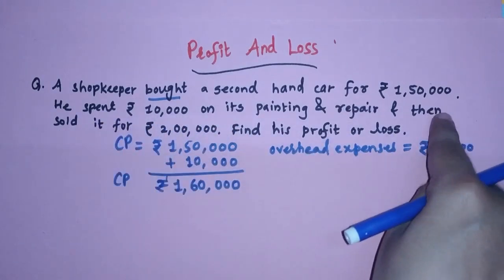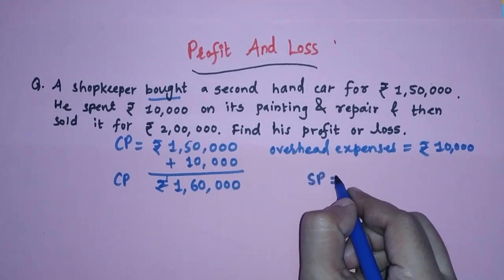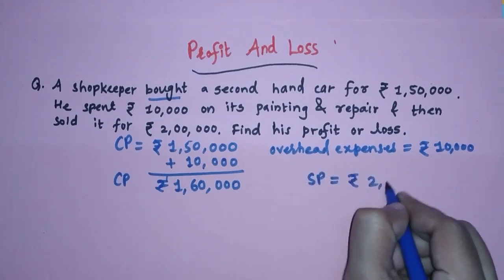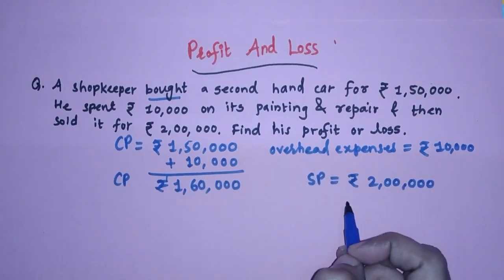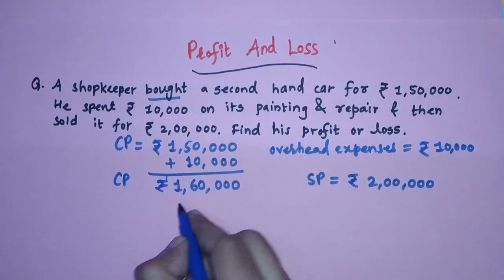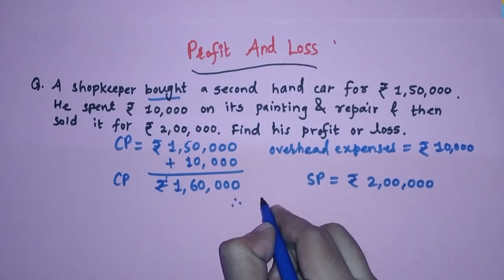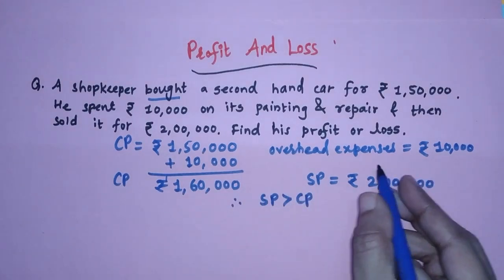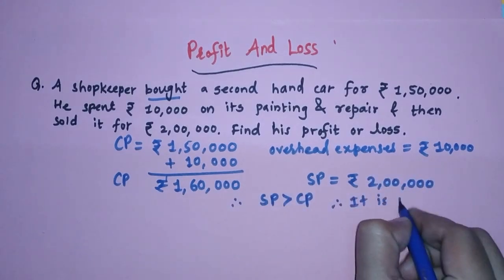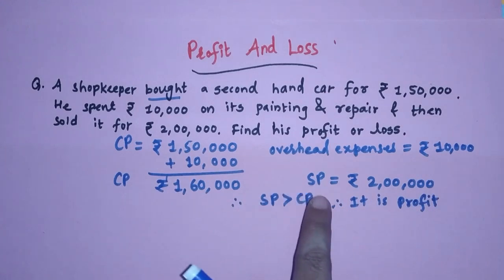Now another thing given in the question: and then sold it for rupees 2 lakh. That means sold is nothing but the selling price, SP, which is 2 lakh. Now we have our two things, CP and SP. Always remember, whenever you get CP and SP, you need to compare them. 1,60,000 is less than 2 lakhs, therefore SP is greater than CP, so you can conclude it is profit, because the selling price is more than the cost price.